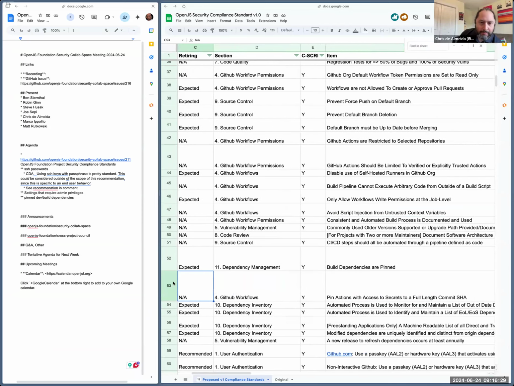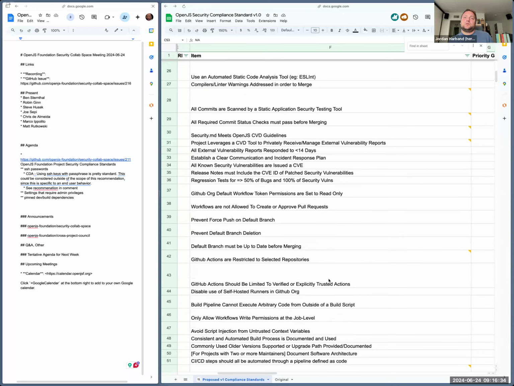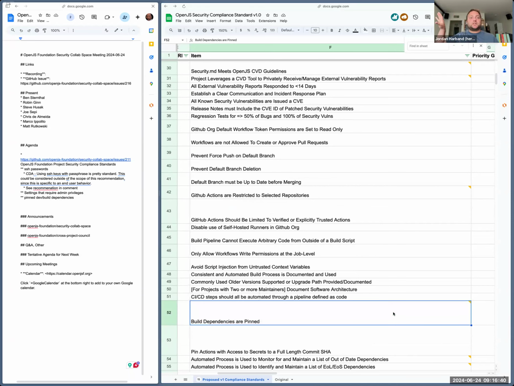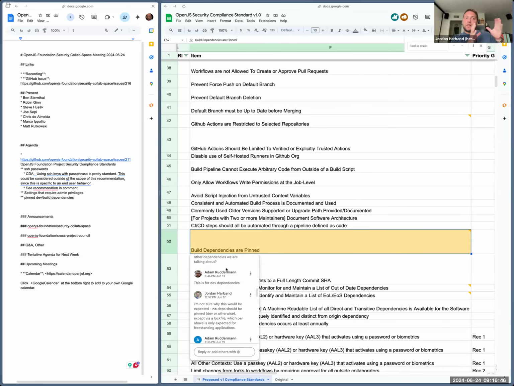Sorry, which item? So build dependencies are pinned. I feel like there's only two ways we can talk about pinning. One is pinning GitHub actions, and the other is everything else, like NPM dependencies. And I think we should never tell anyone to pin any kind of NPM dependencies, full stop. GitHub actions is a separate conversation.